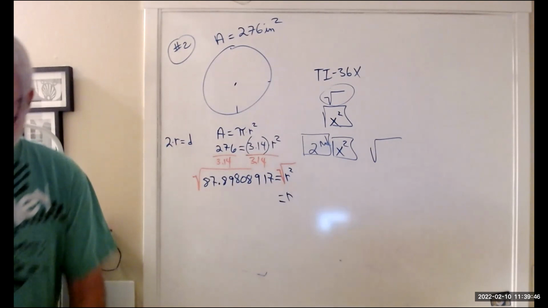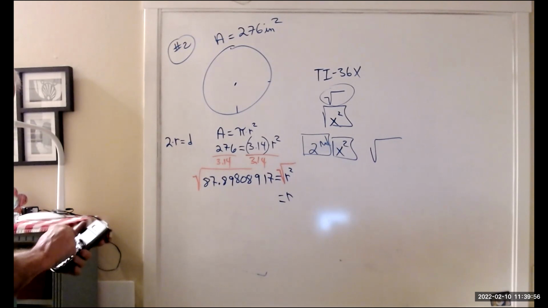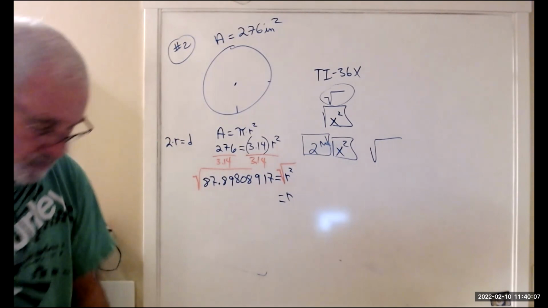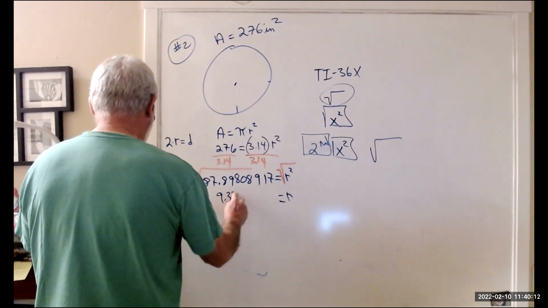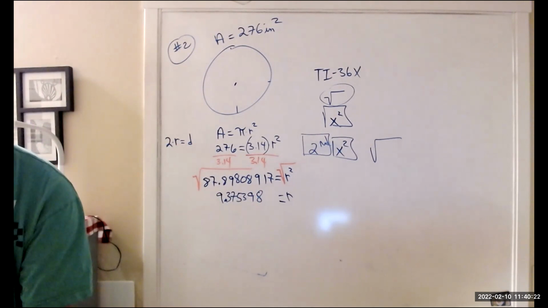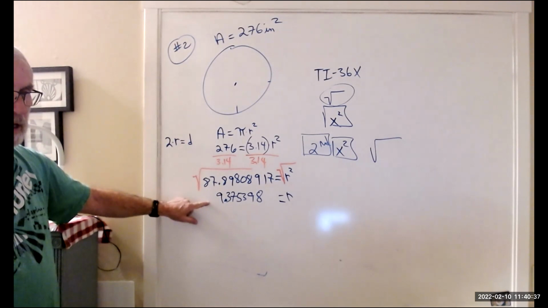So try that on your calculator. Put all that 87 point garbage in the square root answer. So I get 9.375398, and blah, blah, blah. It goes on forever. Okay. That's my answer. That's my final answer. Now I can round it. Couldn't round it before. You're not supposed to round in the middle of a problem. You keep all the ugly decimals, as many as you can handle.